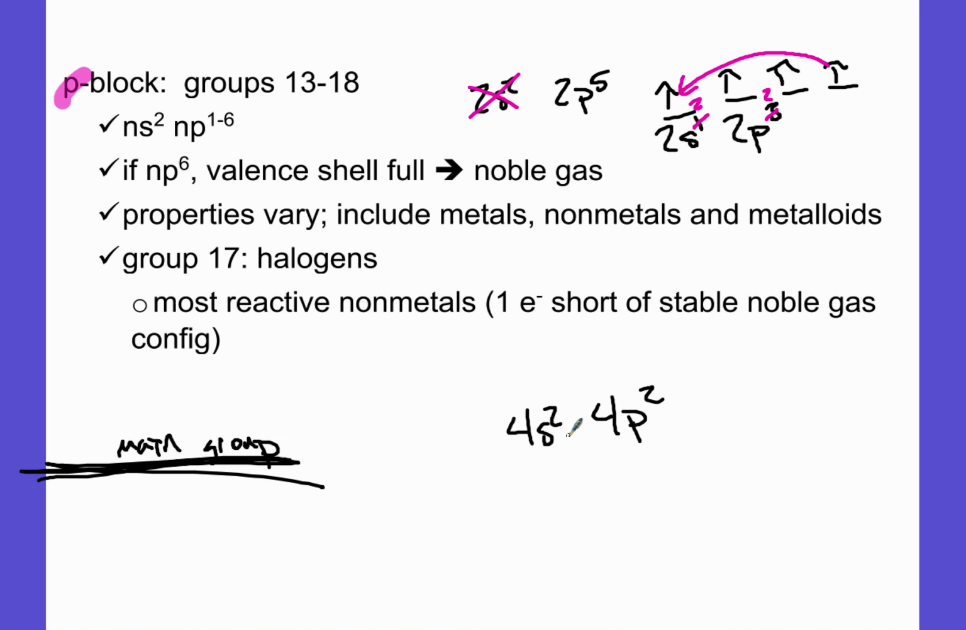Again, np6, that's kind of a special group because those noble gases have full shells. That's actually what makes them the end of a period, and you have to start a new row for a reason.